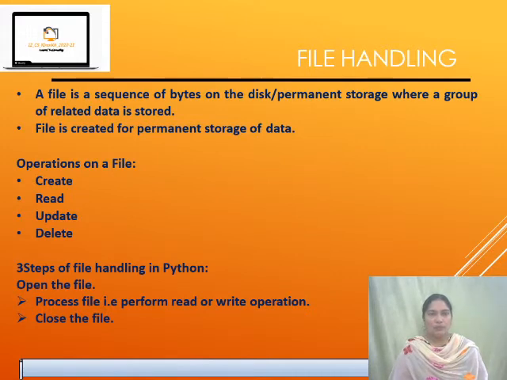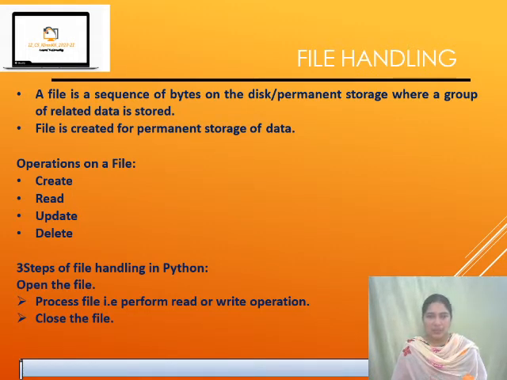Okay, before we proceed to the file operations, let's see what a file is. A file is a sequence of bytes on the disk, permanent storage, where a group of related data is stored. So a file is created for permanent storage of data, right? What are the operations we can perform on a file? First we will create a file, if it doesn't exist.